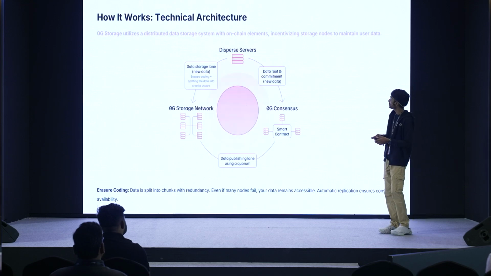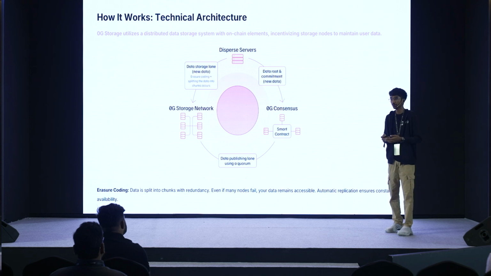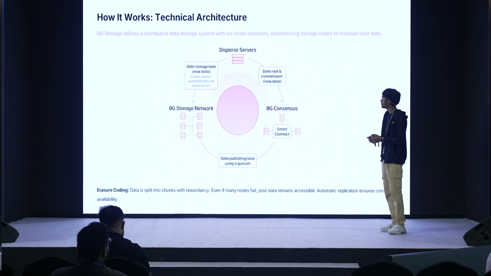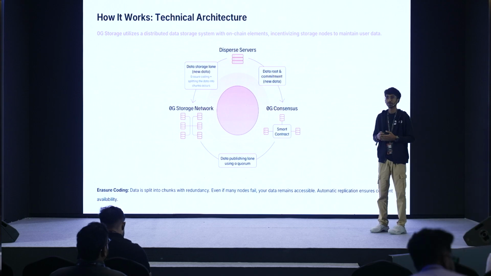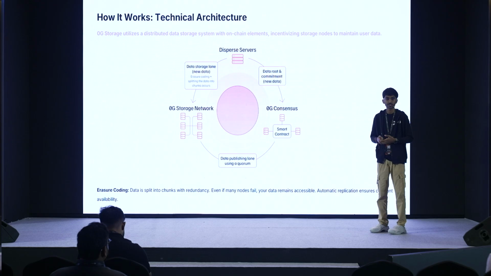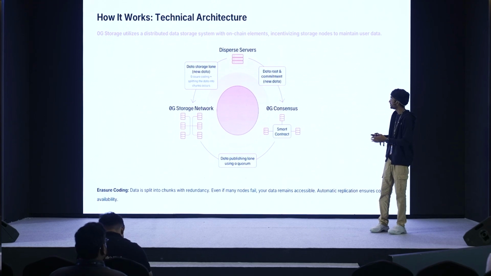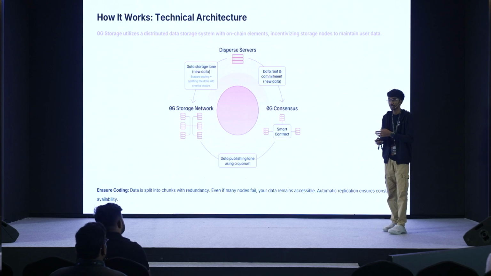So this is a brief technical architecture of how Zero-G is able to achieve fast throughput, low latency and cheaper cost. Initially, when the data is passed into the Zero-G server, it is split into multiple small chunks using a process called erasure coding. After that, the data is dispersed into two different parts. One is the storage lane. The other one is the data publishing lane.